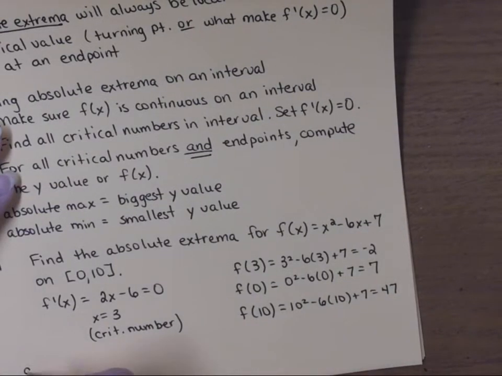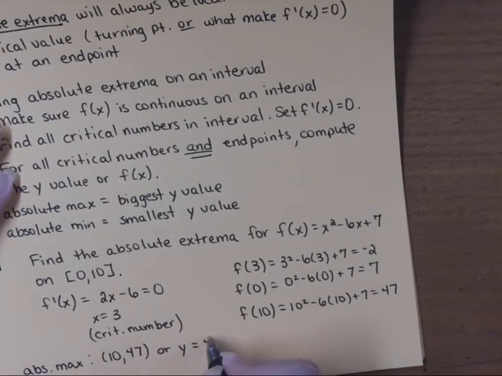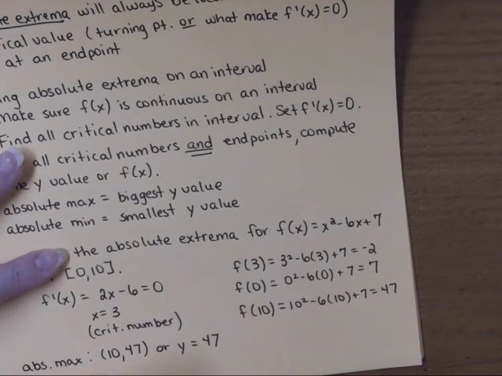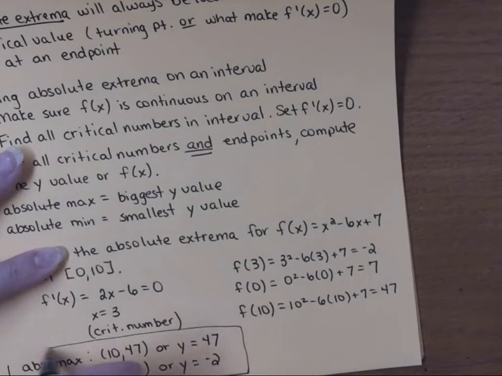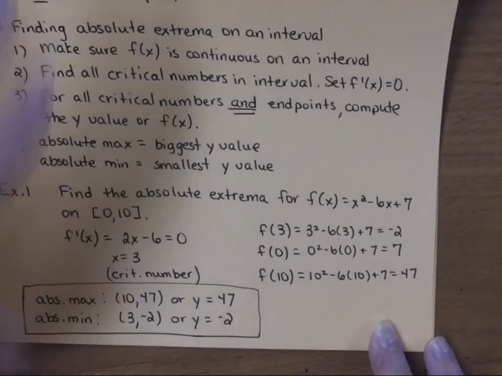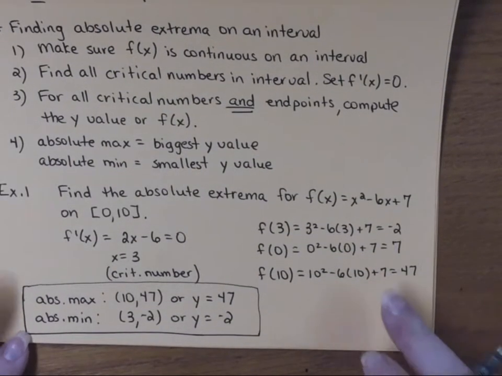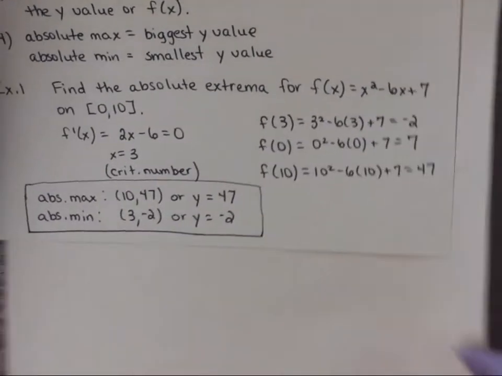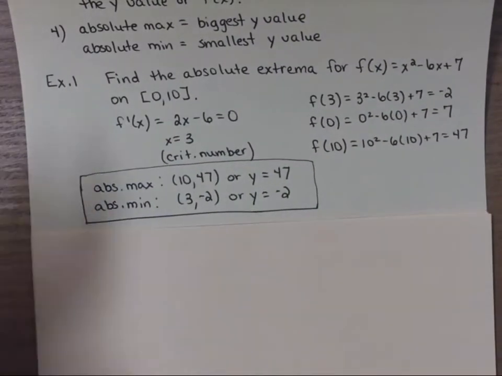So on this interval, we pick the largest one for the absolute max. Okay, so the absolute max is either the point 10 comma 47, or I'm pretty sure that MyMathLab just wants the y value. And the absolute min in this interval would be the 3, -2 point, or again, if they just ask you for the y value, then it's just y equals -2. So pay attention to what MyMathLab asks for and just give only that. So pretty easy. We only had 3 options, right? We had 1 critical value, we had 2 endpoints, and so the max and the min in the interval between 0 and 10 had to be one of those 3 points.